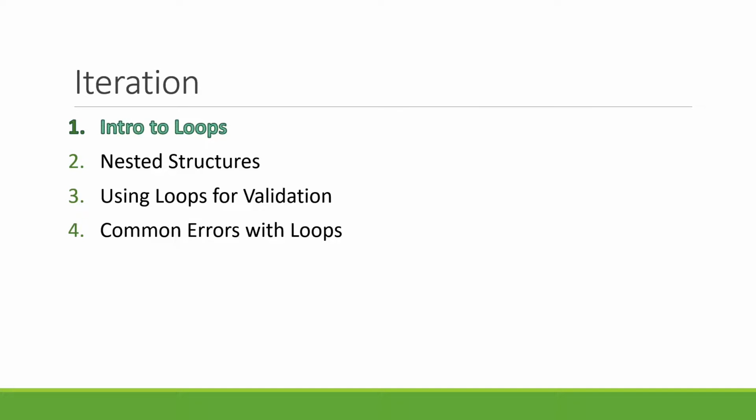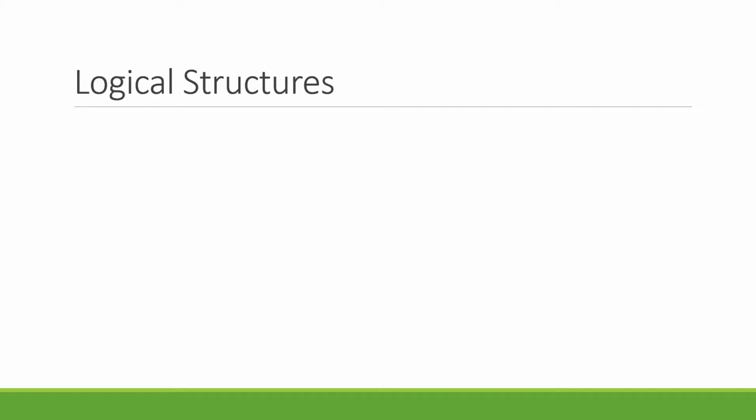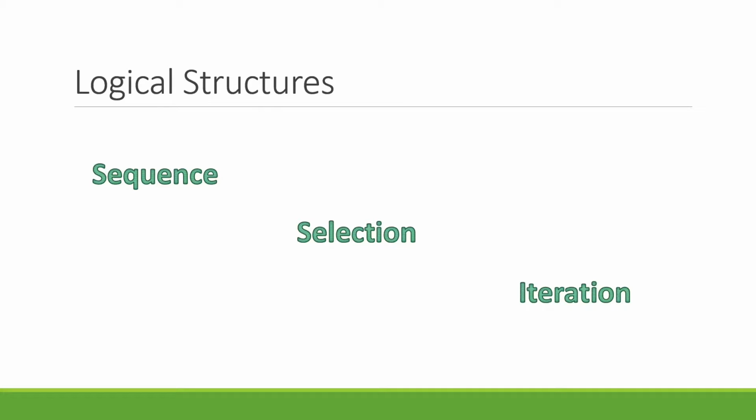Iteration is covered in Chapter 5 of your textbook, and Section 5.1 begins by explaining why loops are an important part of programming. Recall that we talked about the three main logical structures in programming: the sequence, which is a series of statements that execute in order; selection, which are the structures that allow your program to perform various actions based on certain conditions, in other words, if statements; and iteration, which allows you to repeat statements a set number of times.